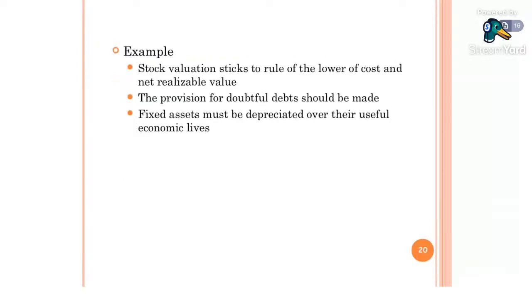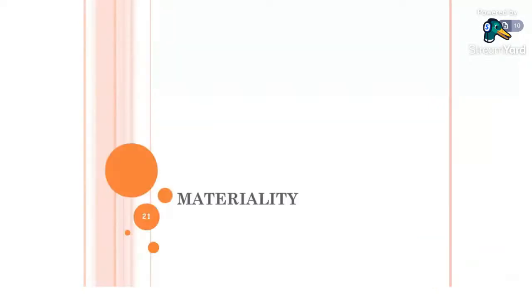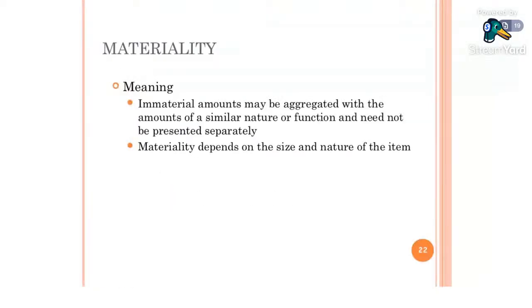So stock valuation sticks to the rule of the lower of cost and net realizable value. Bakit? In order to inform the customers that the conservative way is much more preferred than the grandiose way, di ba? Kasi it may mislead the investors when it comes to dealing with your businesses. Baka pwede ka pang makasuhan. Materiality. So immaterial amounts may be aggregated with the amounts of a similar nature or function and need not be presented separately.